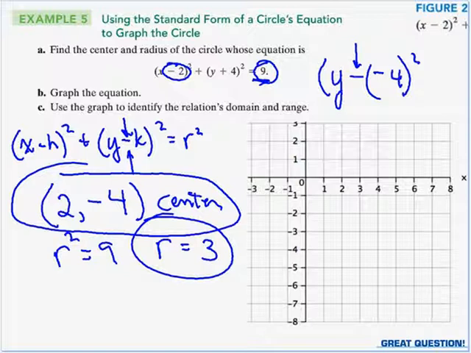Part B says to graph it. So center over to 2, down to -4. From that point, our radius is 3. So I can go 3 to the right, 3 to the left, 3 up, and 3 down.